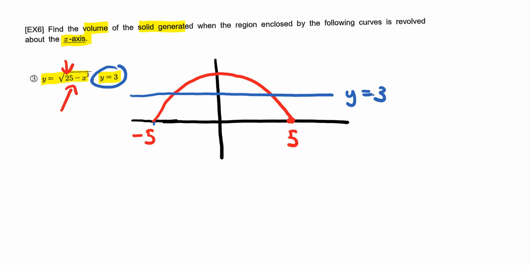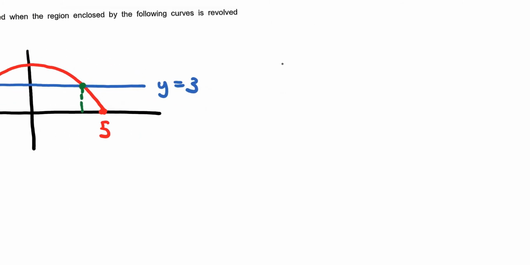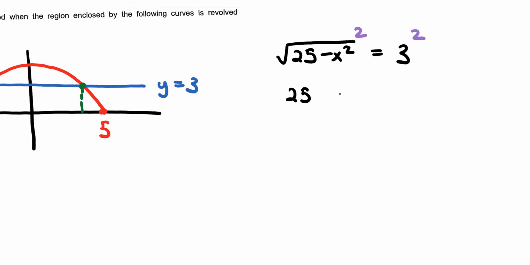And there it is. What I'm going to do next is find the intersection points, these two green dots. Let's find those intersection points first before I continue with the setup of the washer method. If I want to find the intersection points, I take my equation, the square root of 25 minus x squared, and make that equal to my horizontal line, which is 3. After that, I can square both sides. If I square both sides, I get 25 minus x squared equals 9.